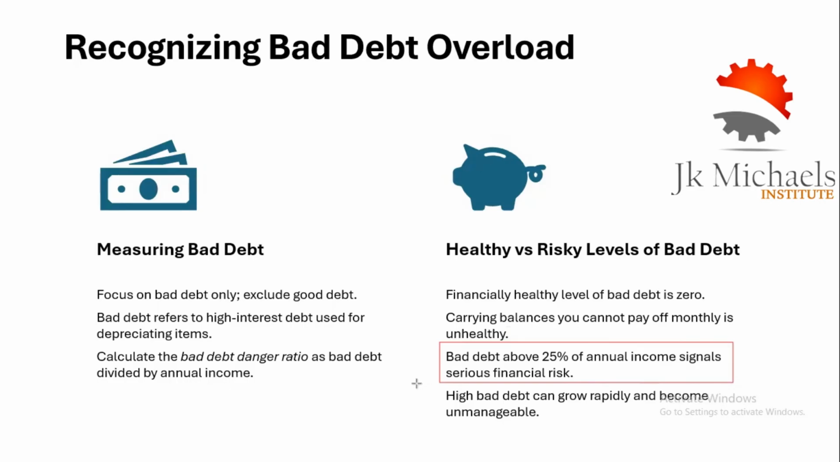Financially healthy levels of bad debt is 0, right? You want to have 0 bad debt. If you have bad debt that is greater than 25% of your annual income, it means that you are in soup. In the example I calculated, we're looking at 43%, at 1 million divided by 2.3 million as our total annual income. Carrying balances you cannot pay off monthly is not seen as healthy, and bad debt can grow rapidly, of course, due to things like interest and penalties, and can become unmanageable.